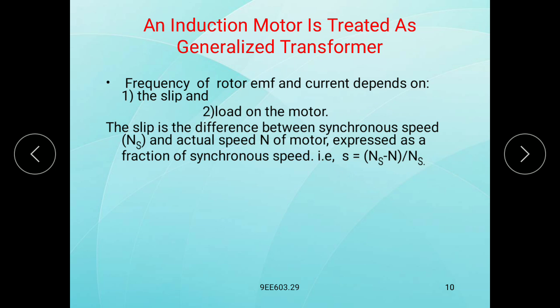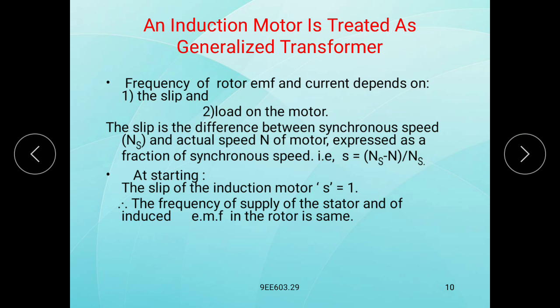The slip is the difference between the synchronous speed and the actual speed of the motor. It is expressed as a fraction of synchronous speed. S is equal to (Ns minus N) by Ns. At starting, the slip of the induction motor S is equal to 1. The frequency of the supply of the stator and of the induced EMF in the rotor is the same.